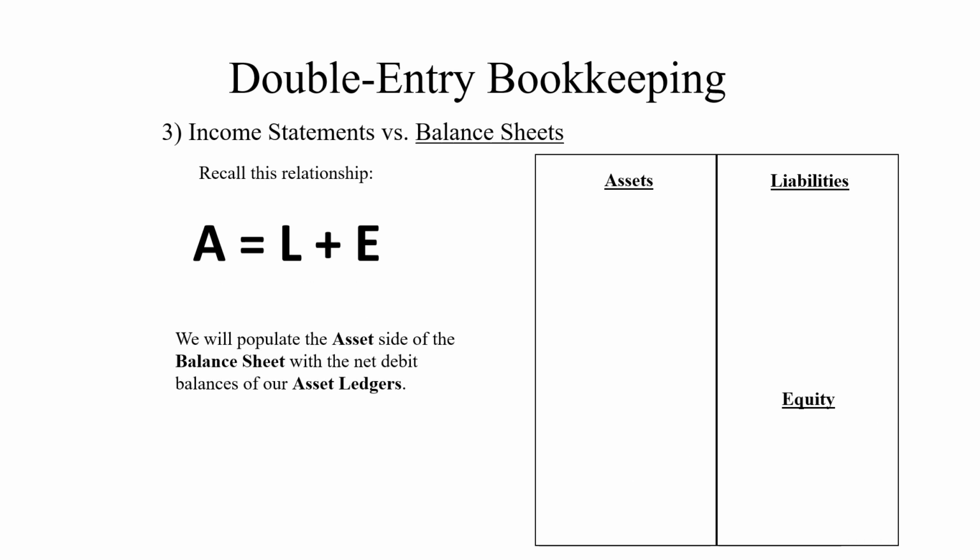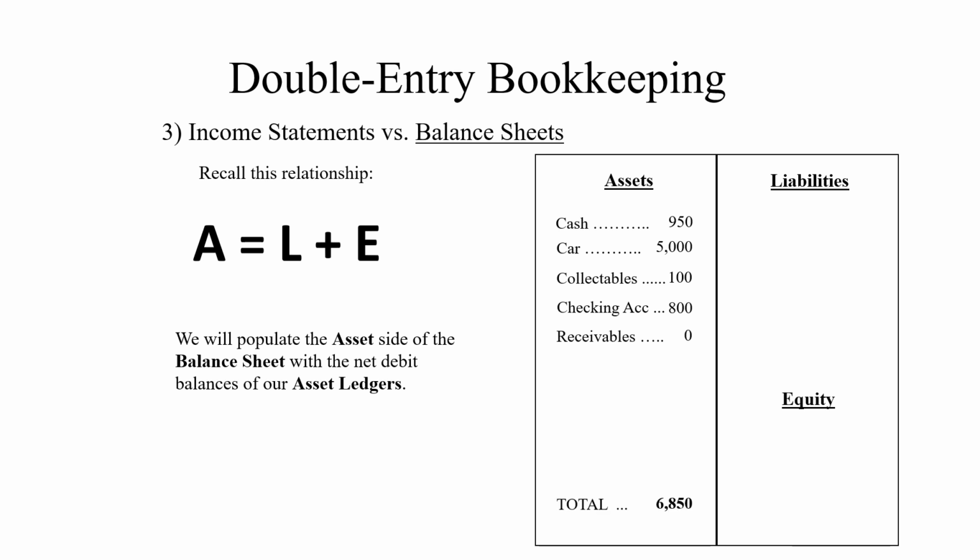So let's actually add some numbers. We will populate the asset side of the balance sheet with the net debit balances of our asset ledgers. The net debit balance in our cash ledger at the end of the accounting period was $950. In the car ledger, it was $5,000, $100 in collectibles, $800 in checking, and $0 in accounts receivable. The total value of our assets was then $6,850.